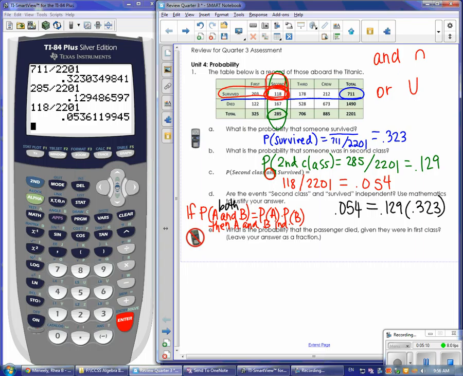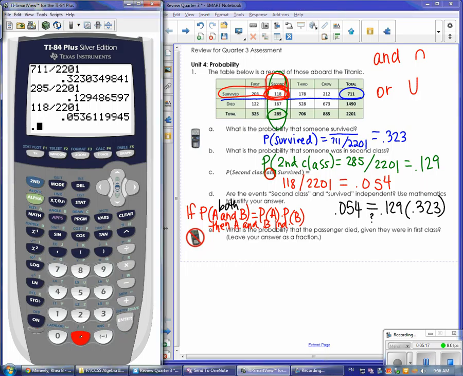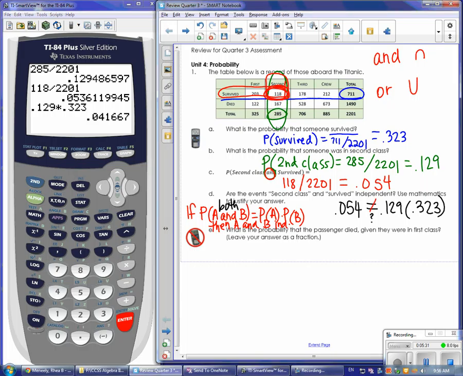And so the question is, are these two quantities equal? On my calculator, I'm just going to multiply the 0.129 times 0.323. And I get 0.04, that's going to round to a 2. But I can see very clearly that that is not the same as 0.054. So since those quantities aren't the same, the events are not independent.